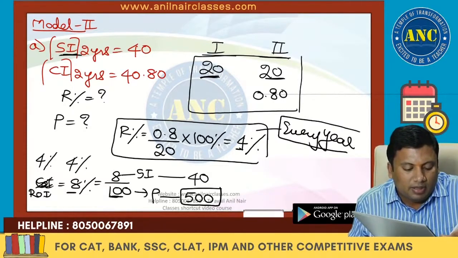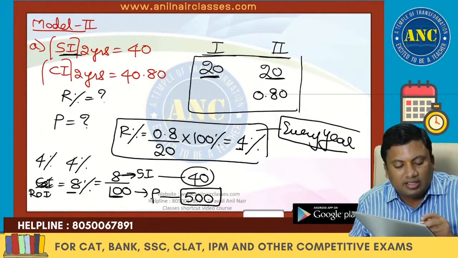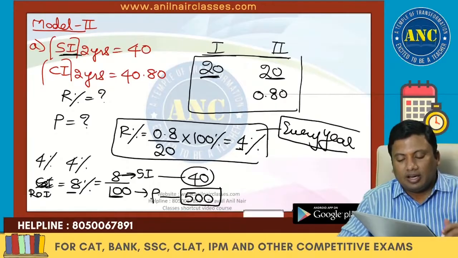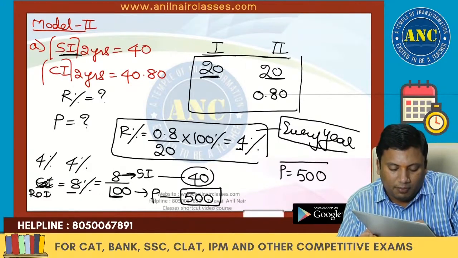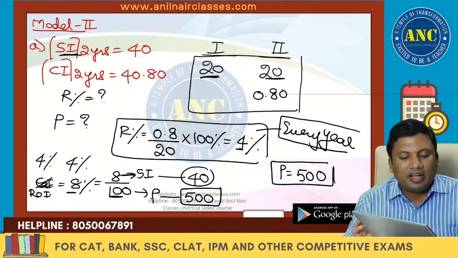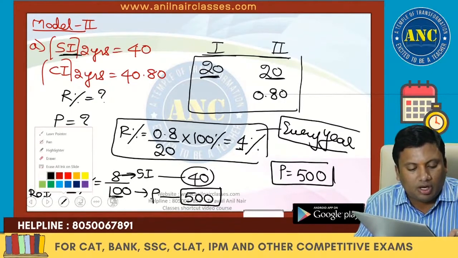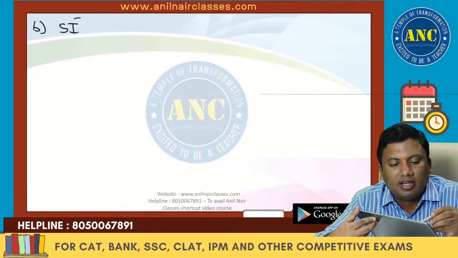8 by 100 means, if the principal is 100, total SI is 8. But according to the question, it is 40. 8 5s are 40. 100 5s are 500. Principal is nothing but 500. I hope it is clear. One more question based upon this model. All of these are easy questions if you understand the idea.